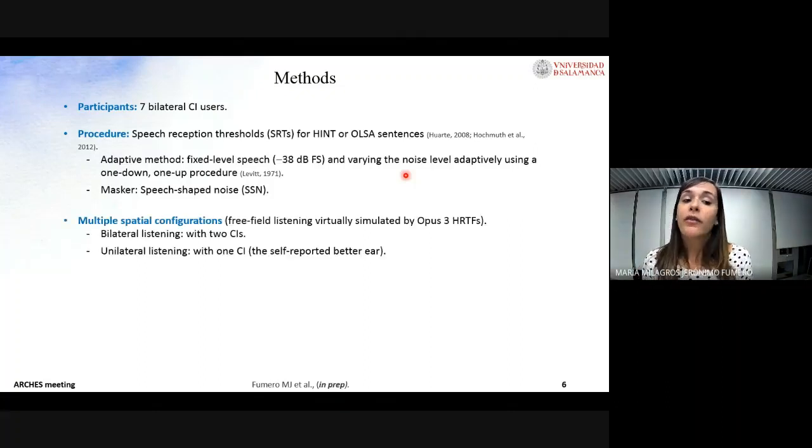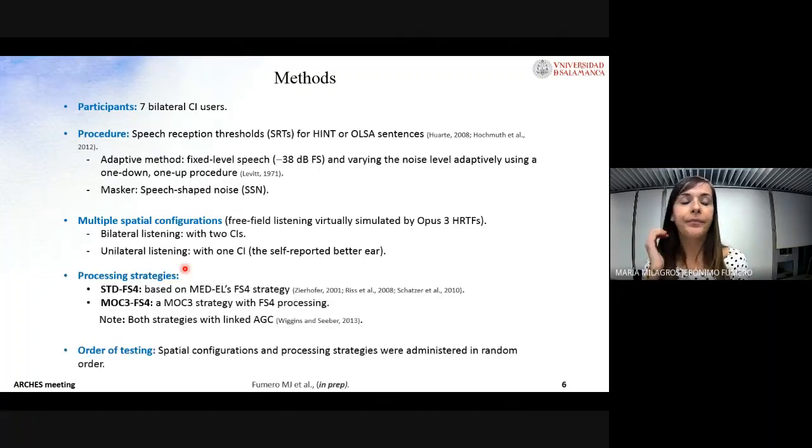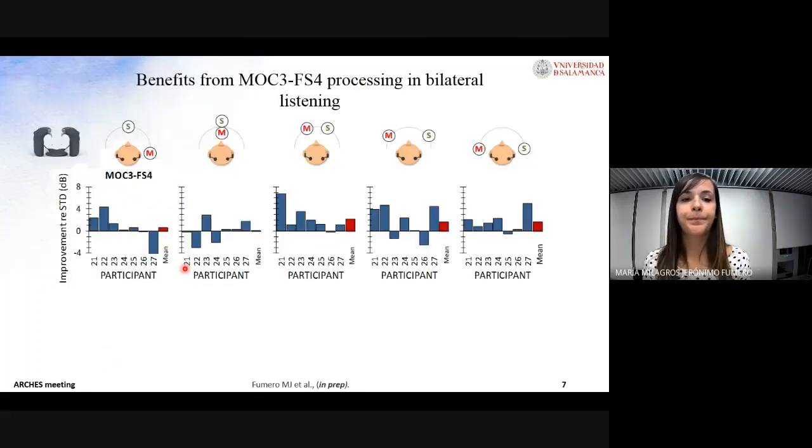SRTs were measured for multiple spatial configurations in bilateral and unilateral listening, and free field listening was simulated by HRTFs. Stimuli were processed through the standard FS4 processing strategy based on the MED-EL FS4 strategy and through the Mode 3 FS4. Both strategies involve linked automatic gain control.